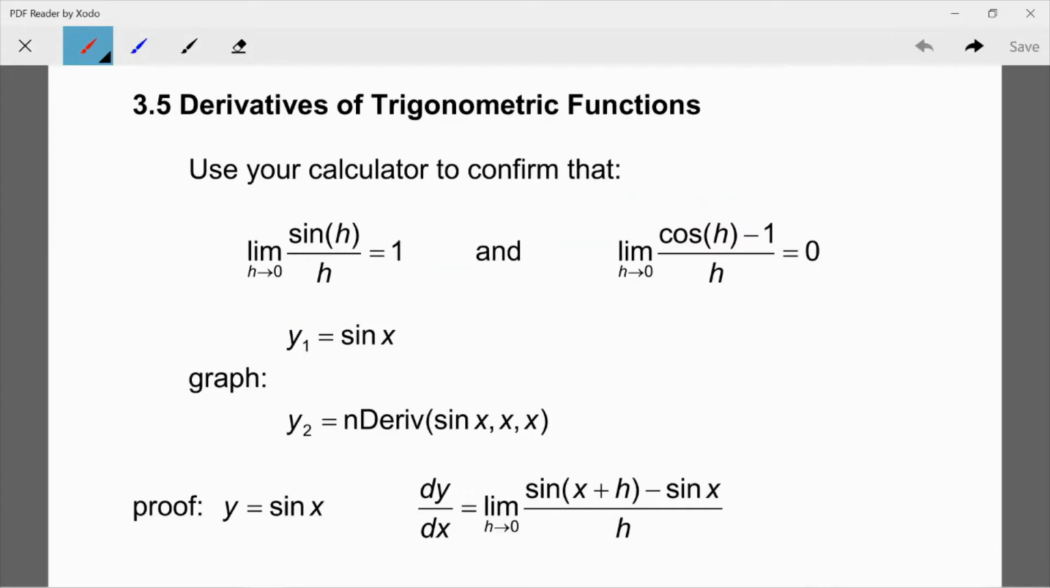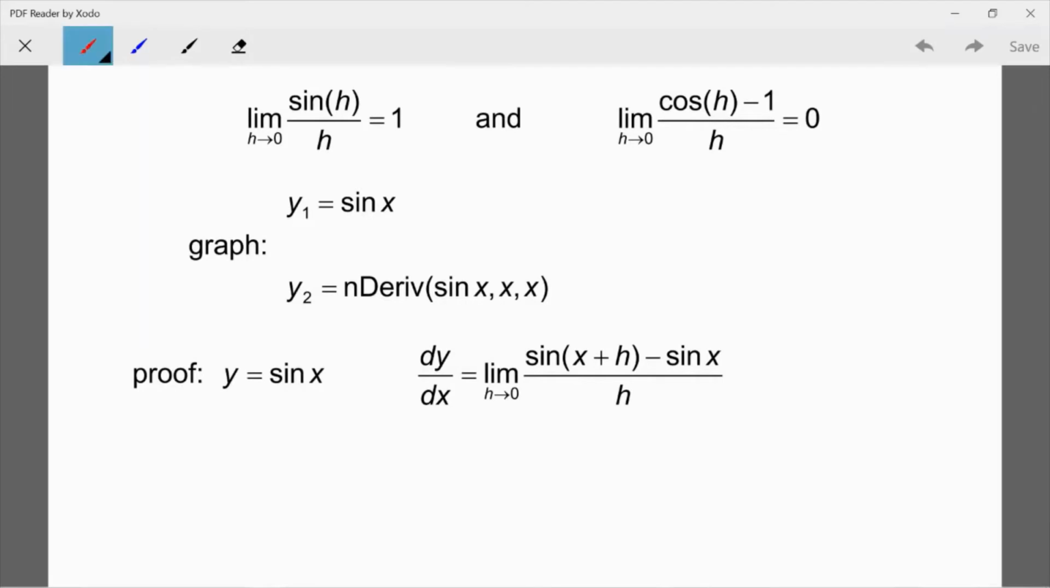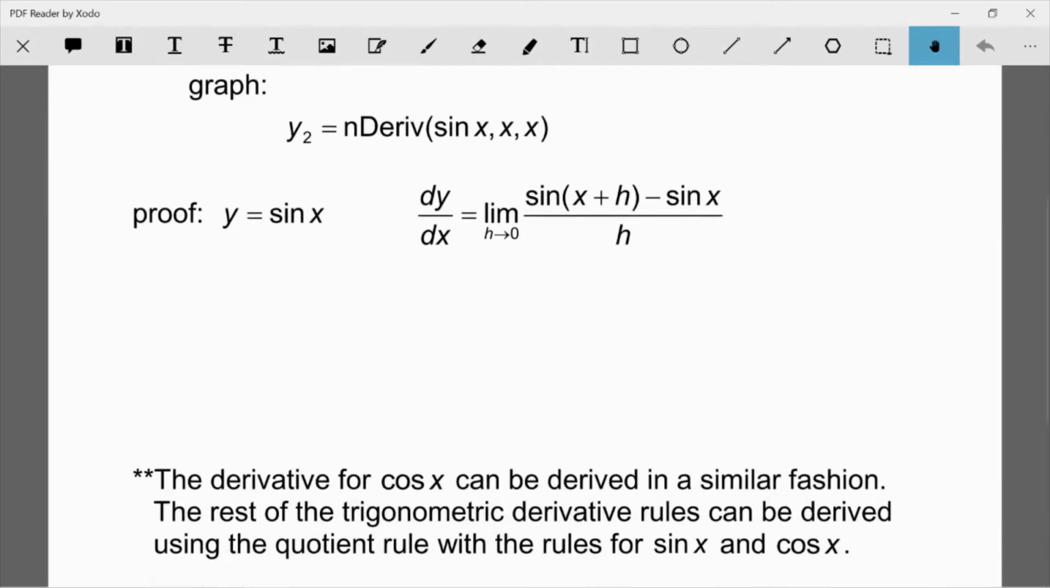Now, on your calculator, if you were to graph the sine function and then have the calculator graph the derivative of the sine function, then you would see that the derivative of the sine function looks like the cosine function. And in fact, the derivative of sine is cosine. So I'm going to show you here why that is the case.